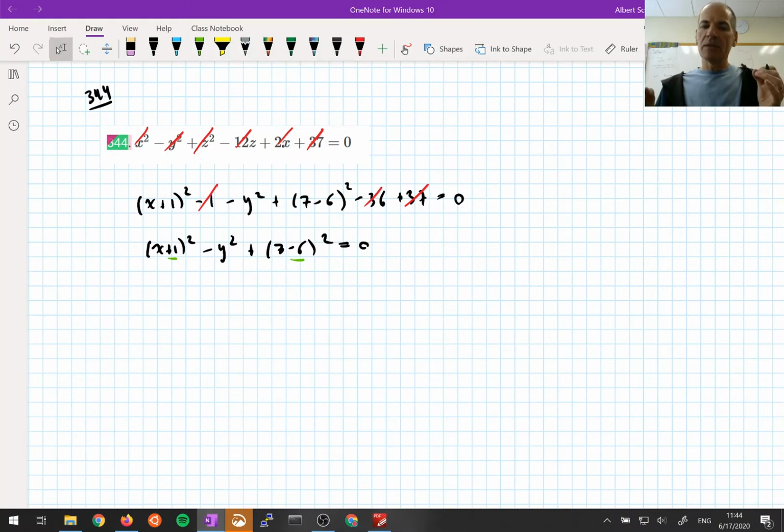If you think about it a little bit, all we're doing is shifting the whole surface in the x direction or in the z direction according to this plus 1 or minus 6. We're just moving the surface around. We're shifting it in the x direction by minus 1 and in the z direction by plus 6. And we're not doing any shifting in the y direction. So hopefully that seems natural to you with your experience with spheres, for example.